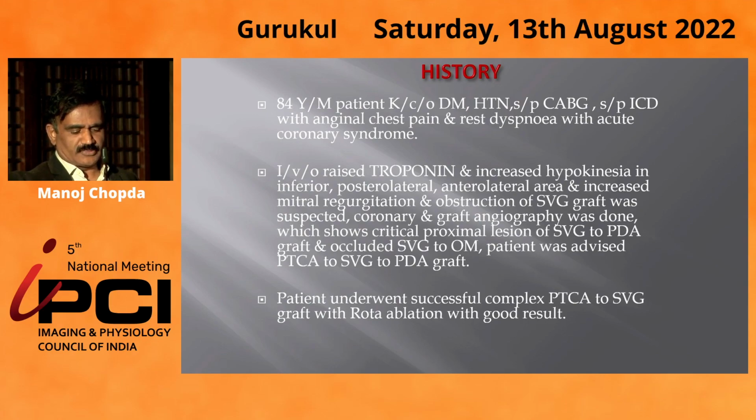obstruction of SVG graft was suspected, and coronary graft angiography was done, which shows critical proximal lesion of SVG to PDA graft and occluded SVG to OM. Patient was advised PTCA to SVG to PDA graft.